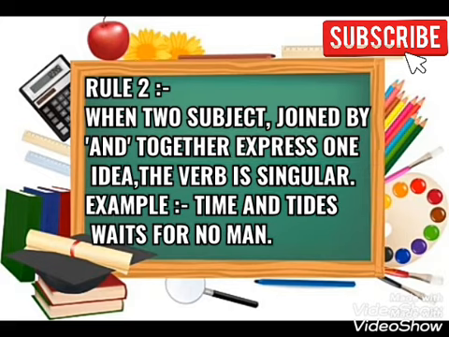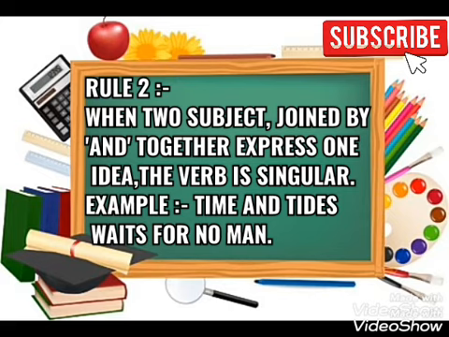When two subjects joined by and together express one idea, the verb is singular. Time and tide waits for no man. Here time and tide shows one idea. It means it is used here as a singular subject. So the verb also must be singular.